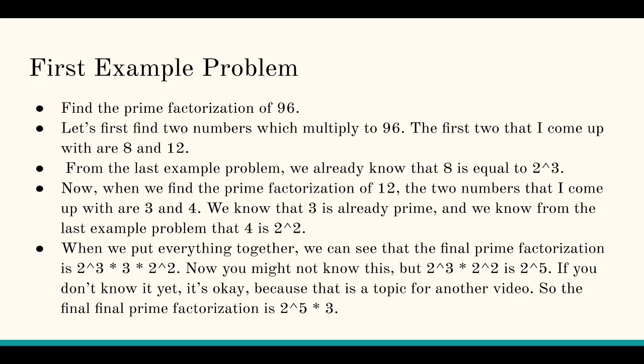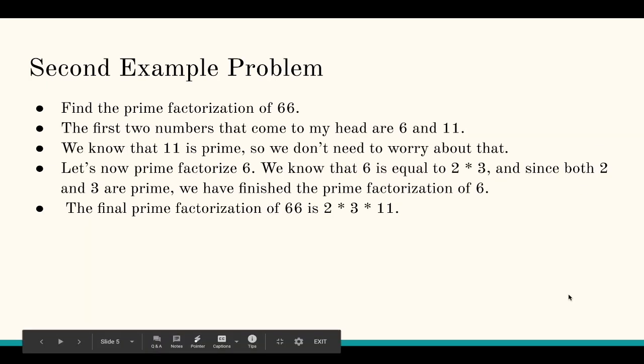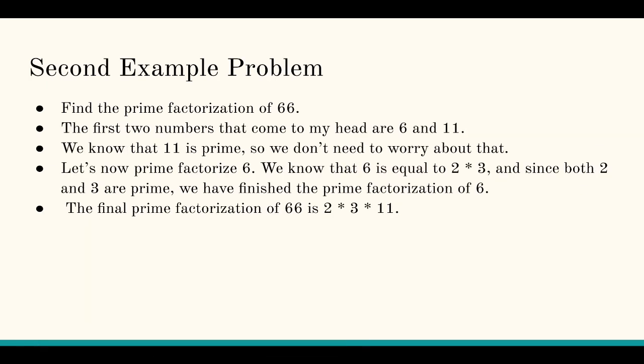Now you might not know this, but 2 to the third power times 2 to the second power is 2 to the fifth power. If you don't know it yet, it's okay because that's a topic for another video. So the final prime factorization is 2 to the fifth times 3. Now let's move on to the second example problem.